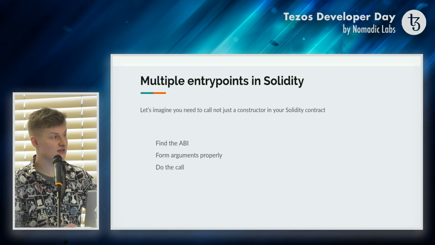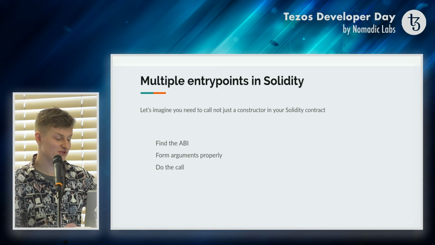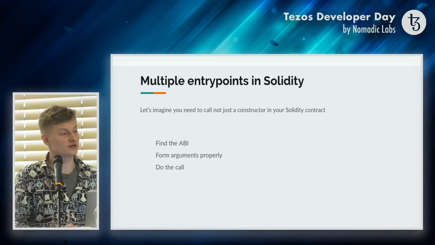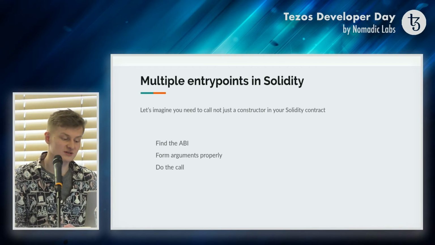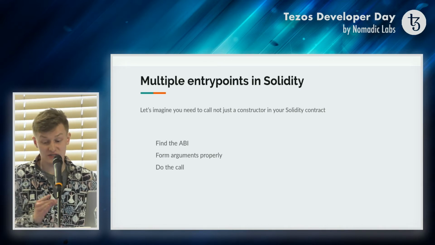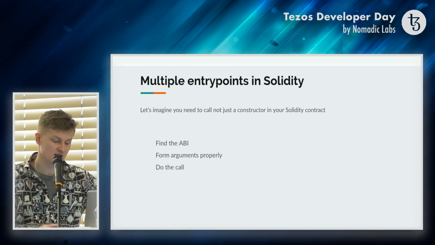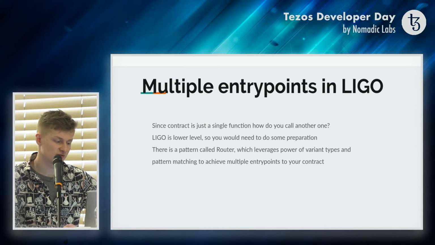All right, the next thing is kind of difficult. I will try to explain it to you, but I'm not sure how it will go. Anyway, I hope Stacy will later explain how it works in real cases. Multiple entry points is a difficult case in LIGO. In Solidity, it's pretty simple. You just find the ABI, you form arguments properly, and you perform the call. There is not much hassle in Solidity for this case.